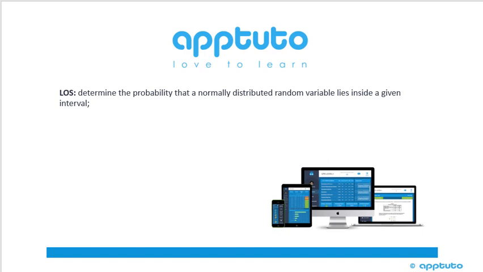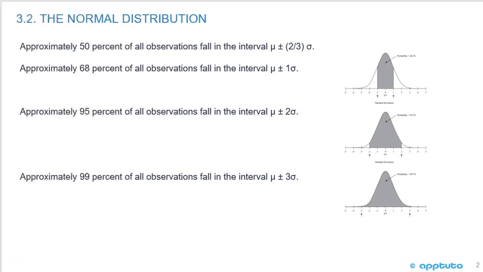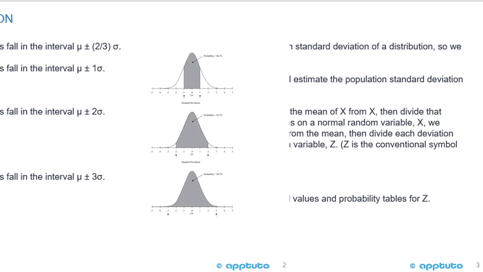This LOS is to determine the probability that a normally distributed random variable lies inside a given interval. A quick little review on some of the properties of a normal distribution. Remember, about 68% of all observations fall within the interval of the mean plus or minus 1 standard deviation, approximately 95% fall in the interval of the mean plus or minus 2 standard deviations, and approximately 99% of all observations fall in the interval of the mean plus or minus 3 standard deviations.